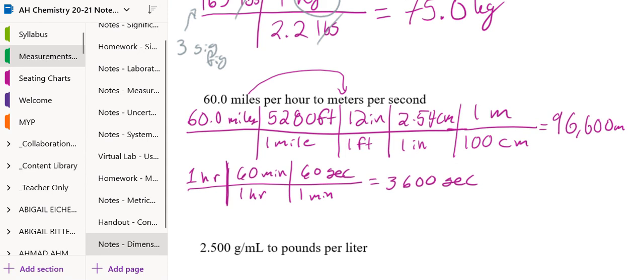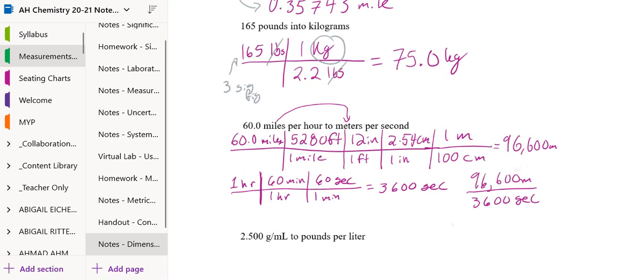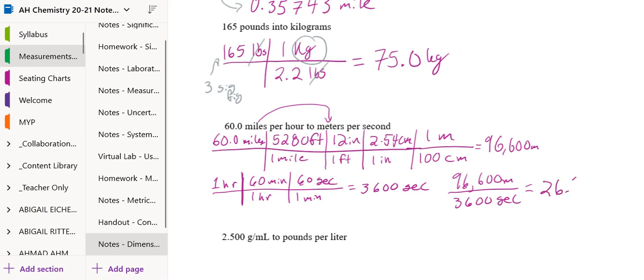Okay, so then what are we going to do with those two numbers? Divide. So 9660 meters divided by 3600 seconds. What is it? 26.8. Do we agree? So that's equal to 26.8 meters per second. So another way to say that is the speed of 60 miles per hour is the same as 26.8 meters per 1 second.